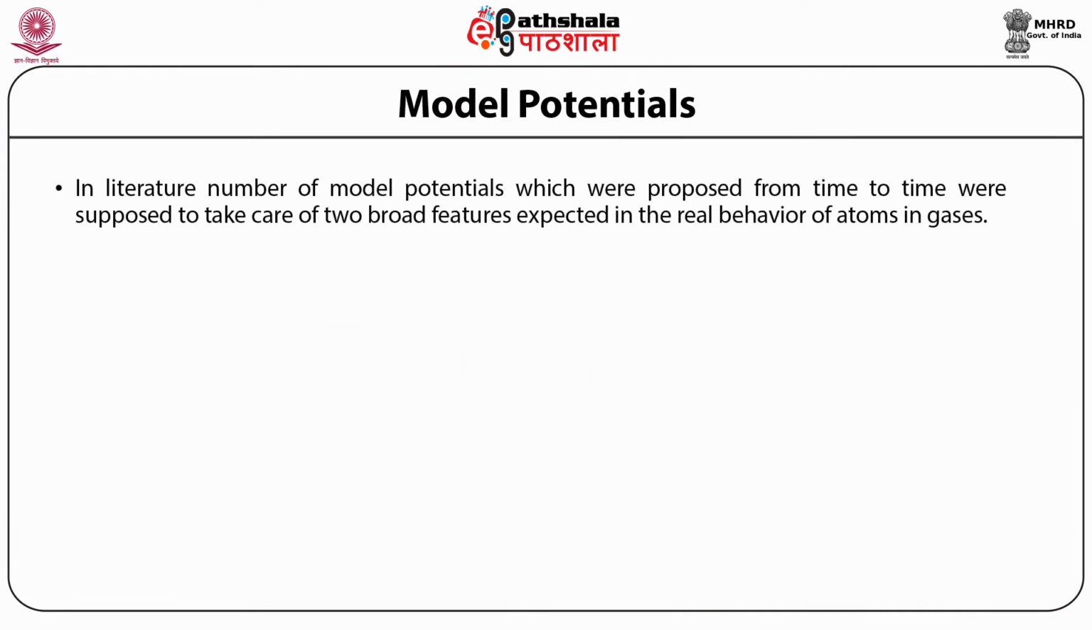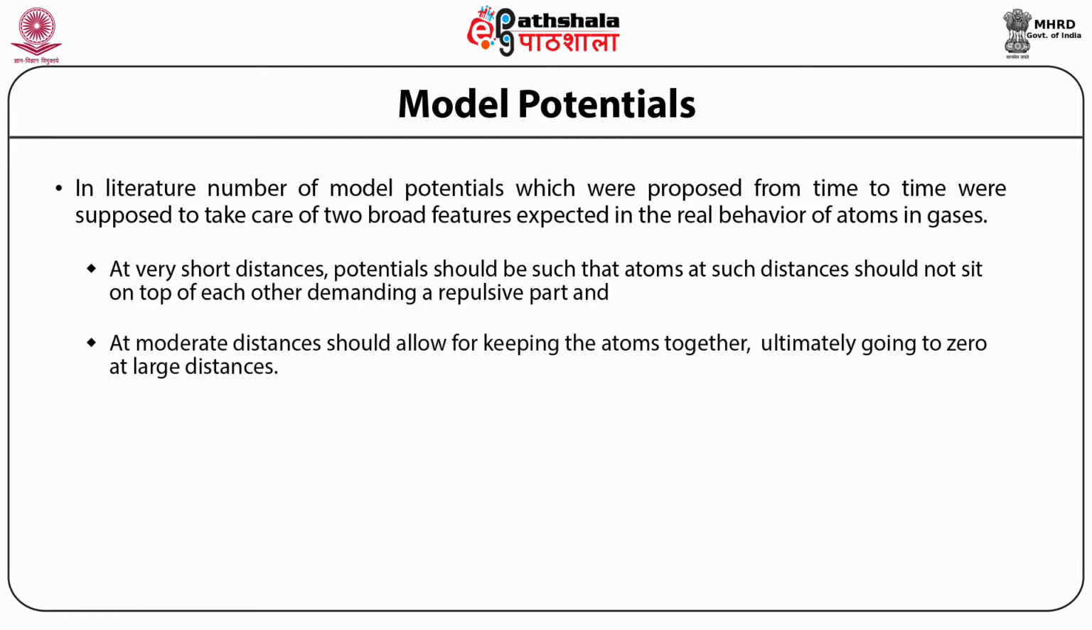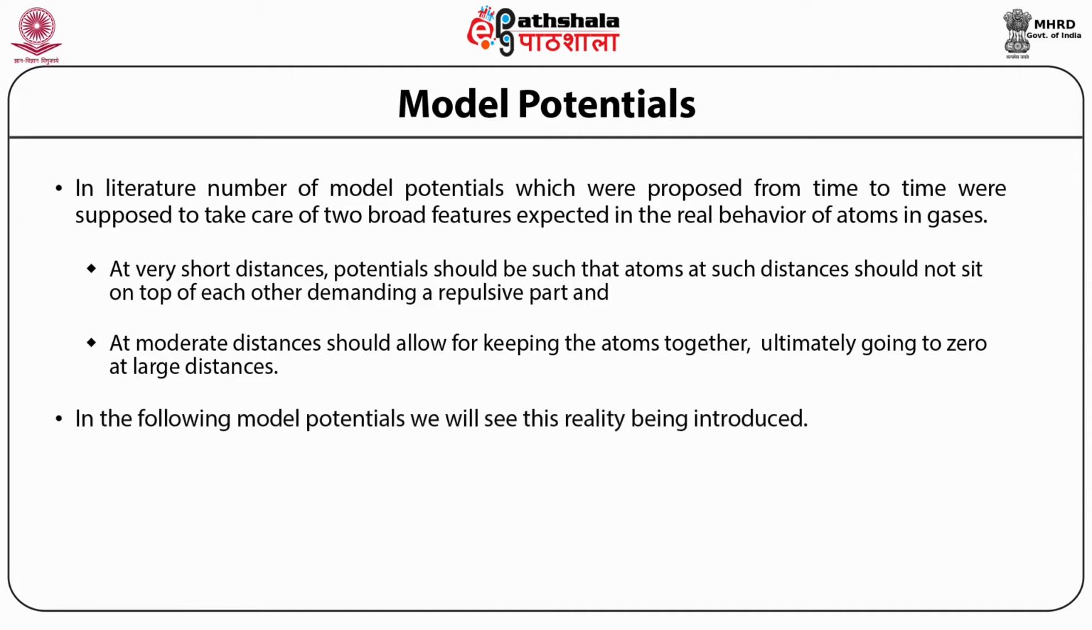In literature, a number of model potentials were proposed from time to time, supposed to take care of two broad features expected in the real behavior of atoms in gases. First, at very short distances, the potential should be such that atoms should not sit on top of each other, demanding a repulsive part. And second, at moderate distances, it should allow for keeping the atoms together, ultimately going to zero at large distances. In the following model potentials, we will see this reality being introduced.